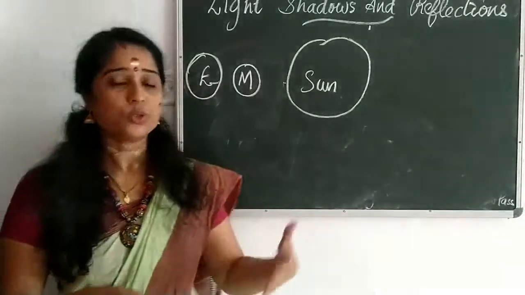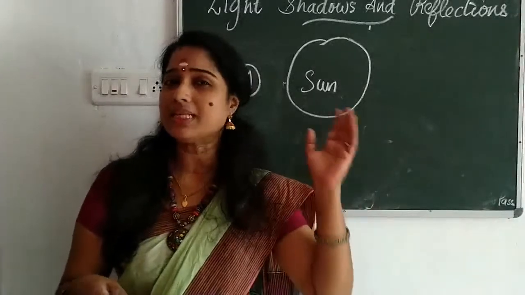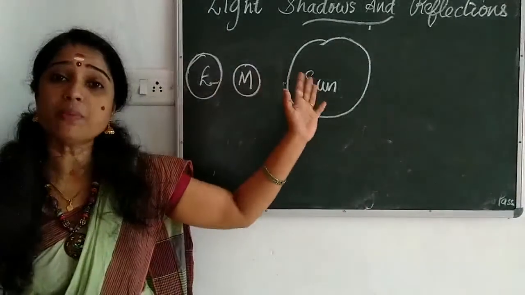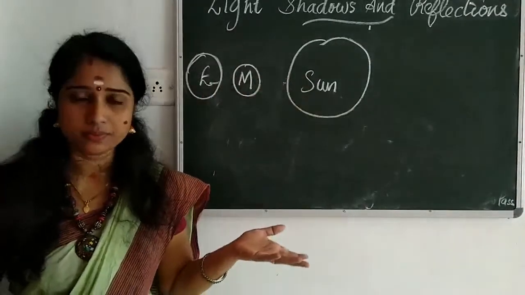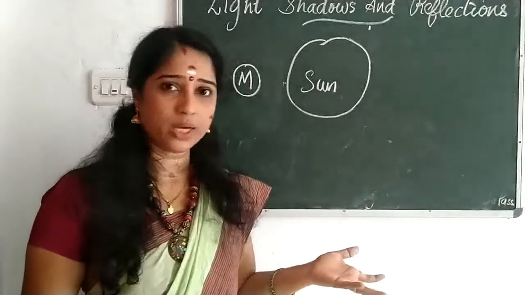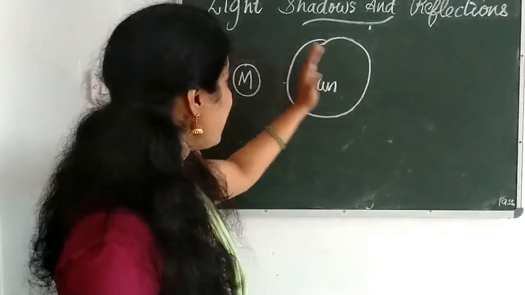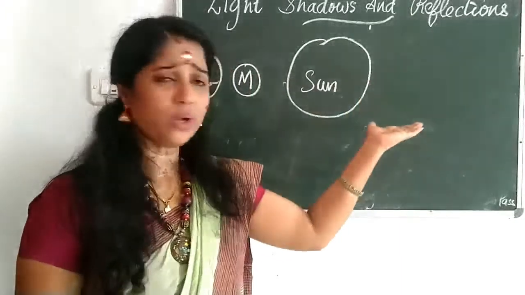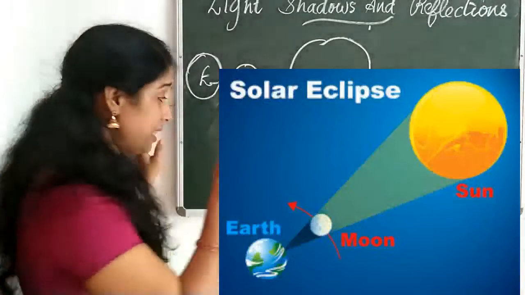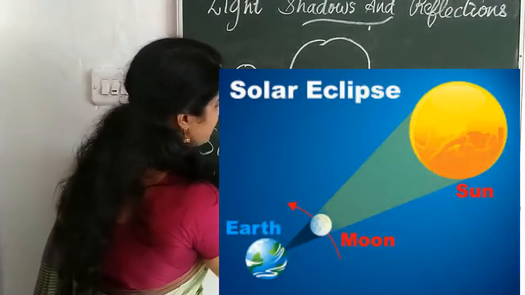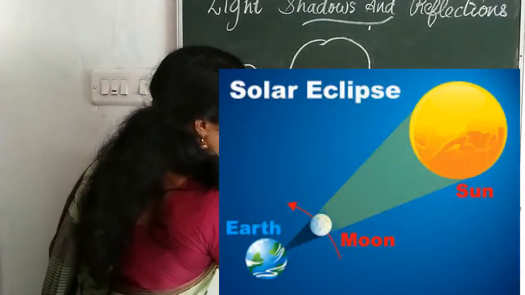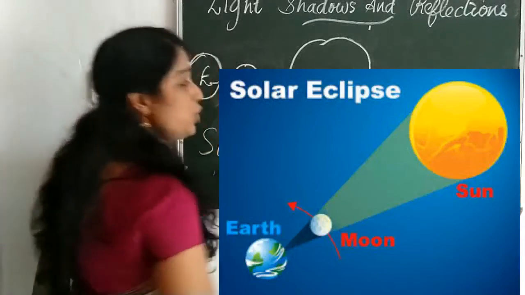Okay, children? So, what is actually a solar eclipse? The earth will be blocked by the moon from reaching whose light? The sun's light. The moon blocks the sun's light from reaching the earth because the moon, as we all know, is an opaque object. You can look at the board and see the diagram of the solar eclipse. That eclipse is known as a solar eclipse. It occurs on the new moon day.